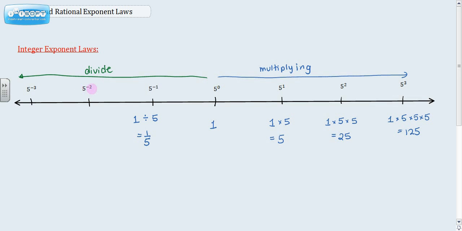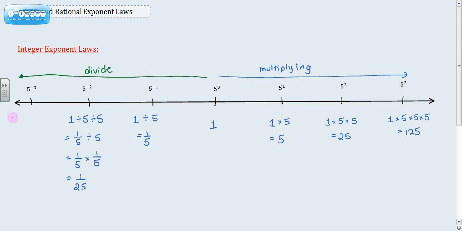When I do the exponent of -2, the -2 tells me to divide by 2 of the 5. If you were to expand this out, you'd have 1 over 5 divided by another 5. If you recall fractions, when I divide, I multiply by the reciprocal. So 5 becomes 1 over 5. Multiplying these two fractions together, I get 1 over 25.